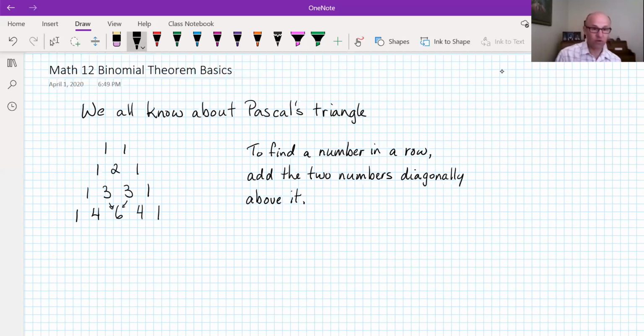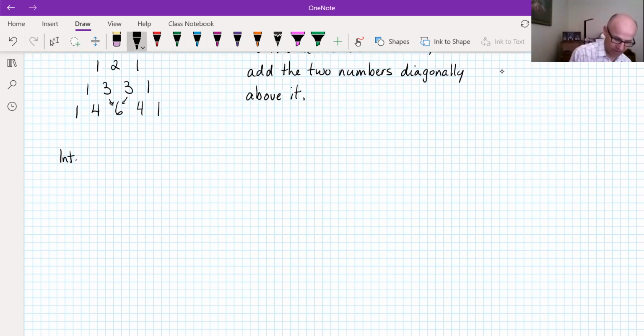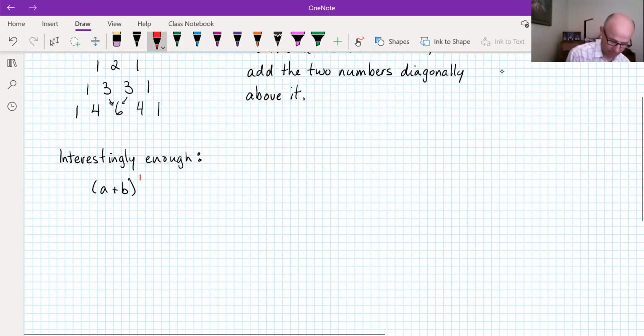So Pascal's triangle, what's really interesting about it is that it's used in so many different applications. And the one that I would like to talk to you about today is expanding a binomial. So interestingly enough, I can look at the following pattern. I'm going to take a plus b as a binomial. I'm going to raise it to different powers. Power of 1, of 2, of 3, and so on.